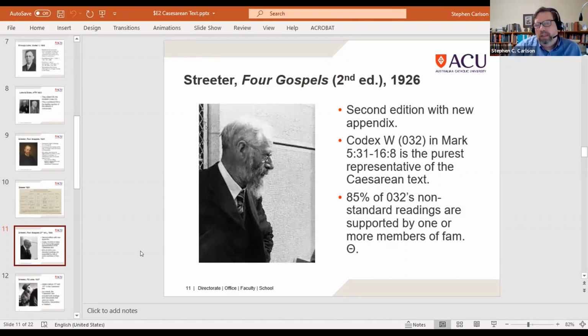So basically, any reading in these fairly divergent, non-standard manuscripts could be potentially Caesarean, even if it just has a support of one. And so that's the way Streeter's method kind of works. And so he thinks it's a big deal that he's found all of these manuscripts with interesting readings, and he puts it together in the Caesarean text.